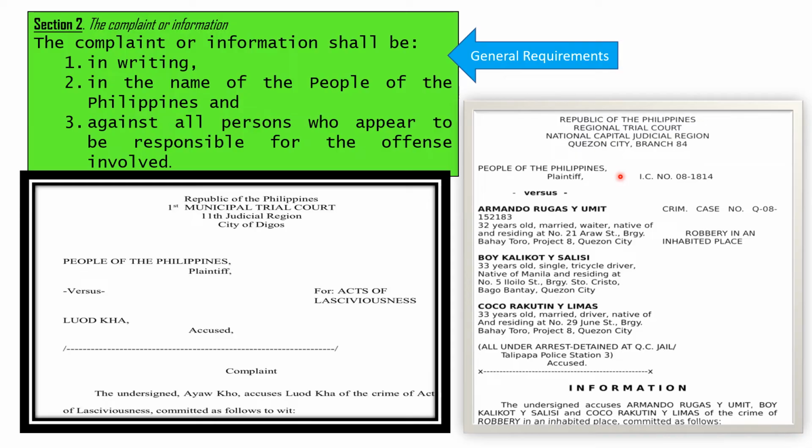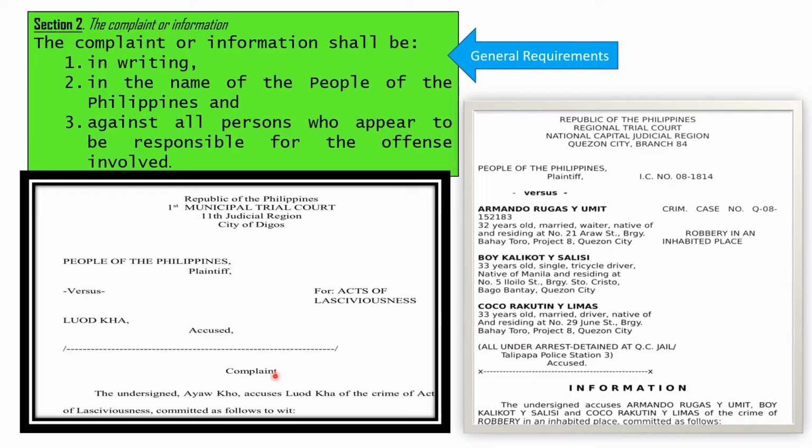Take note ha, yung plaintiff mo, hindi yung taong ni-rape, hindi yung taong ninakawan, kundi ang buong sambayanan ng Pilipinas, the 110 million population of the Philippines. And who is your accused? You should name all your accused against all persons who appear to be responsible for the offense involved. So, kung yung nagnakaw ay isang grupo, you name them, you include them in your information, pangalanan mo silang lahat.